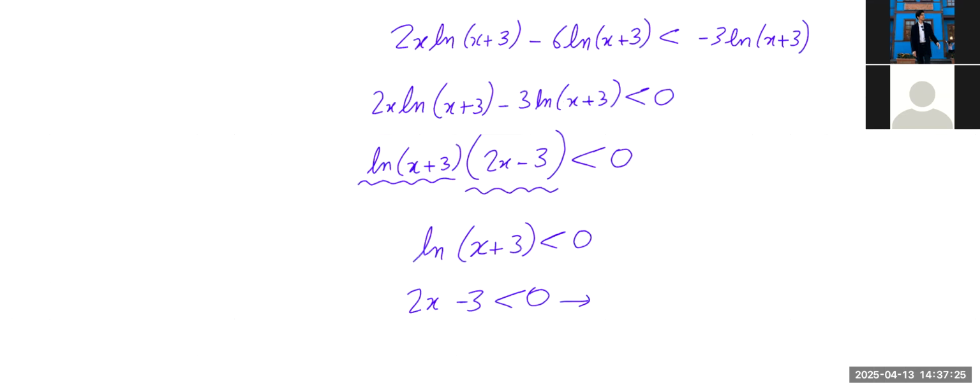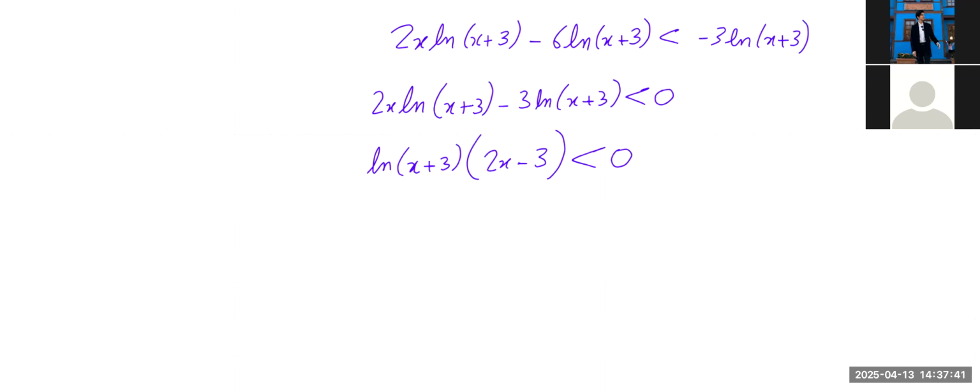x is going to be less than 3 over 2. That's the one we already got. However, for the other factor to be less than 0, oh no, wait. One mistake, sorry. God, this is a tough one. So, okay, recalibrate.